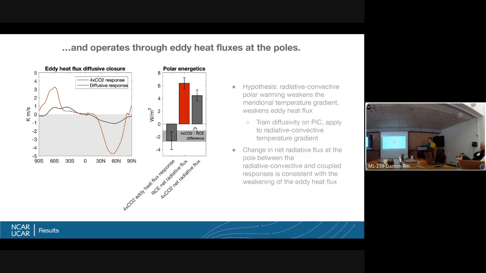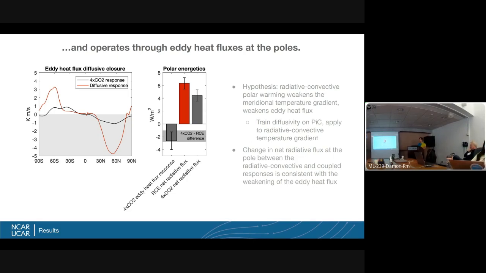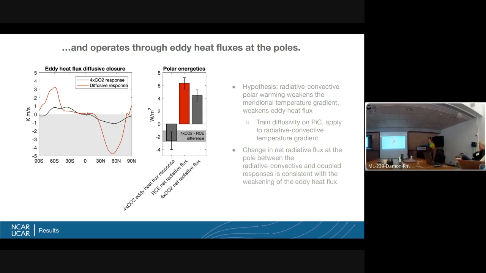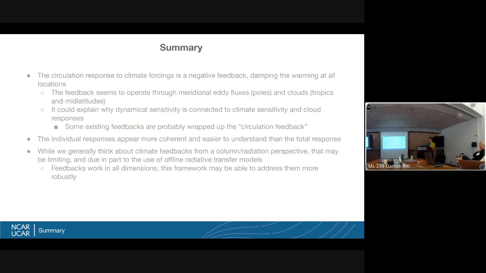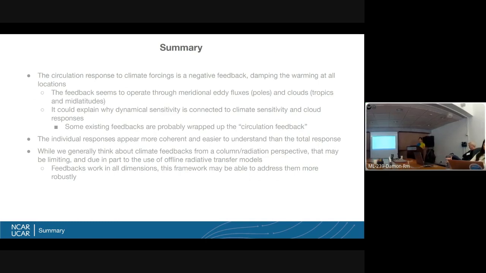And so what I think is pretty straightforward to say is that it is that reduction in the eddy heat flux that's really reducing the warming you get at the pole. That's something folks have been talking about, but I think we can actually quantify in these kinds of runs exactly how much that matters. And I think it ends up basically reducing the polar amplification by a factor of 2.